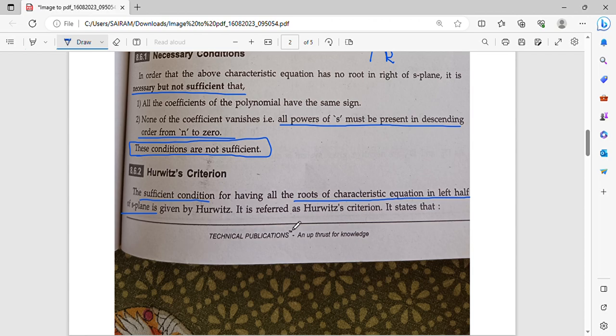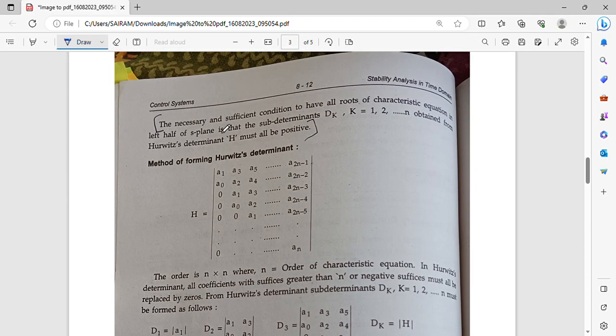It is referred to as Hurwitz's criterion and it states that the necessary and sufficient condition, you can see I'm showing you through the pencil, and this is the thing, right?